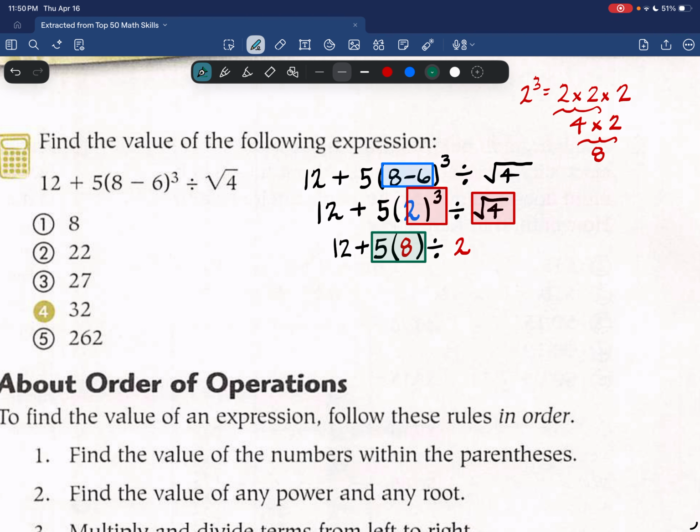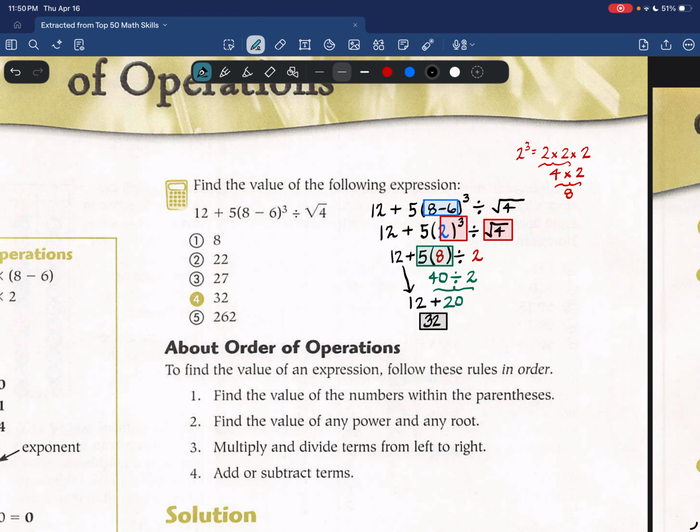5 times 8 is 40. And then 40 divided by 2 is 20. But don't forget, out there on the front end of this problem, we still have this 12 and its plus sign. Have to bring that down here. And then 12 plus 20 is 32, and that should be the final value of the expression. And sure enough, it was.